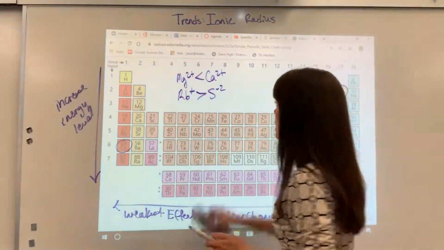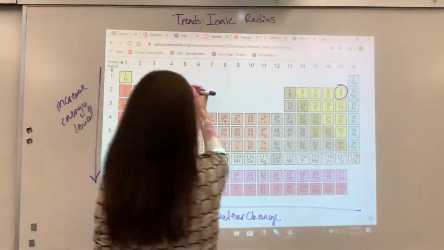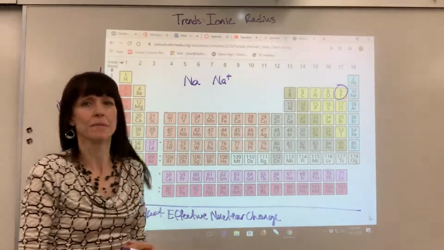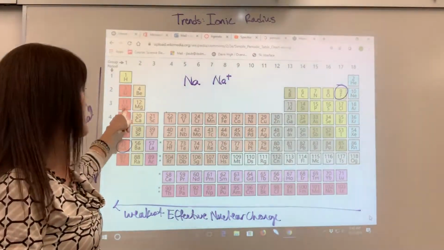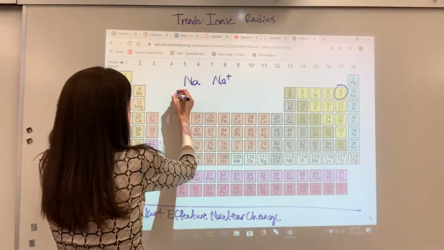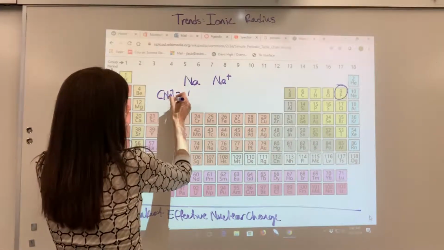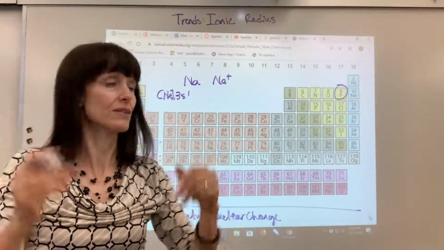Now, where it starts to get a little tricky is when you compare neutral atoms to ions. So let's look at a sodium compared to a sodium ion. Here's sodium. Its valence shell is going to be 3s1. I'm going to make a note of that. I'm doing the core notation, 3s1. So its valence shell is at the 3rd energy level.